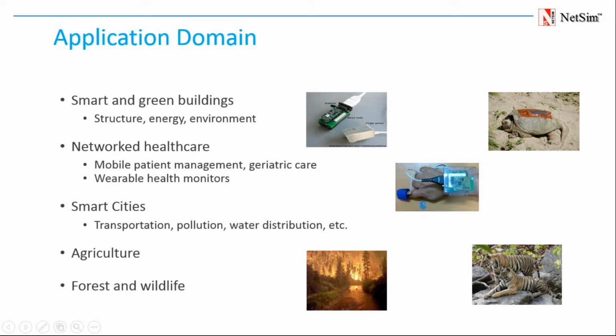So these are the application domains: smart and green buildings, the structure, energy and environment, then networked healthcare, that is patient monitoring, and wearable health monitors and implantable devices that can be implanted in the human body, that can sense the patient condition and give the data to a central location. Then smart cities, their transportation, pollution, water distribution, and agriculture, which I've shown in the slide. Then forest and wildlife applications, for which I've given the example of the forest fire.